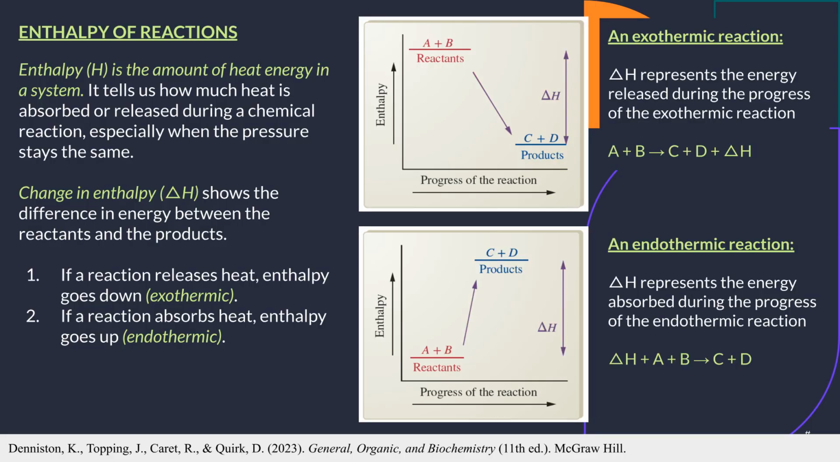These diagrams help visualize how enthalpy changes during different types of reactions. In an exothermic reaction, the reactants start at a higher enthalpy than the products, and the difference is released as heat. This is why delta H is written on the product side of the equation. In an endothermic reaction, the products have higher enthalpy than the reactants, meaning energy must be absorbed from the surroundings, and delta H appears on the reactant side. The vertical distance between reactants and products on the diagram represents the enthalpy change.